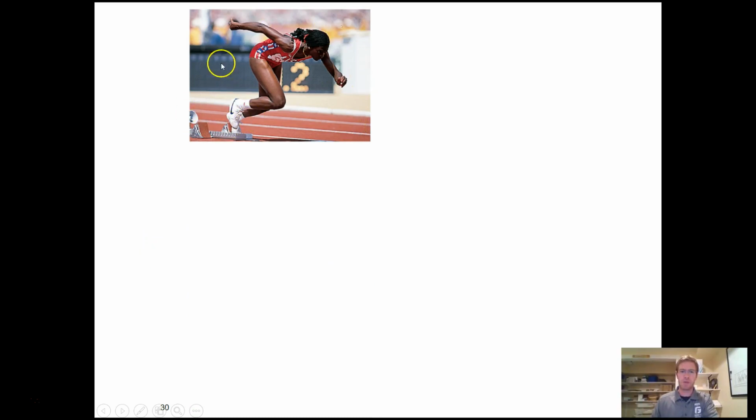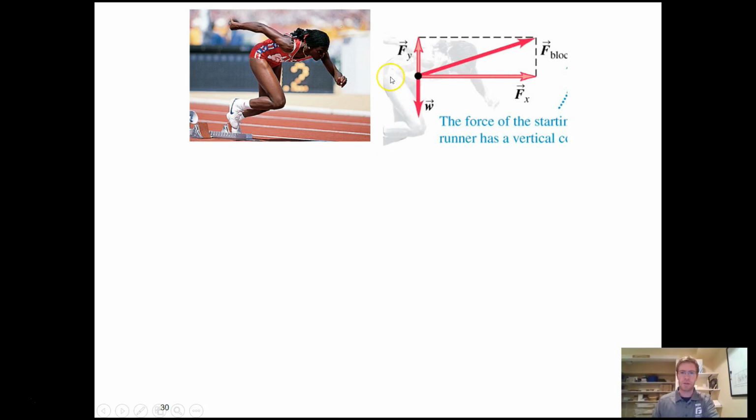Here you have a sprinter who's taking off. She's just beginning to run. As you can see, one of her feet is still in contact with the starting block. All right, so what would a free body diagram look like for her? Pause it and draw your free body diagram. So hopefully you got something that looks like this.